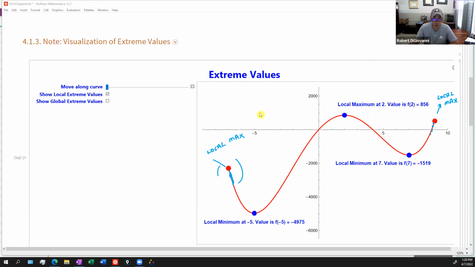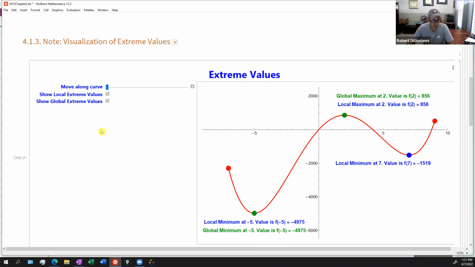And then in terms of global, we have 1 global max and 1 global min. So a global maximum can also be a local maximum, and a global minimum can also be a local minimum. But they're 2 different concepts. One of them, you're looking at the whole function. The other one, you're looking in these little neighborhoods or regions. All right, let's look at another example.